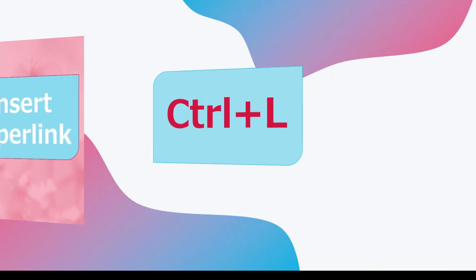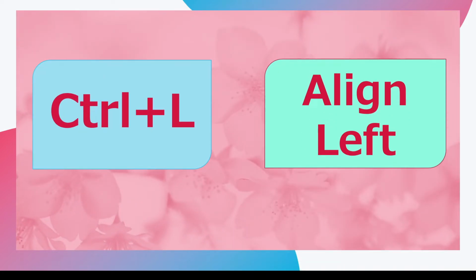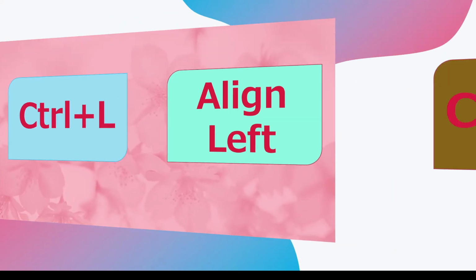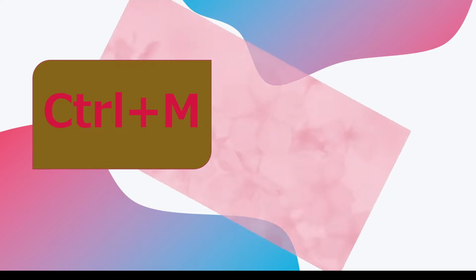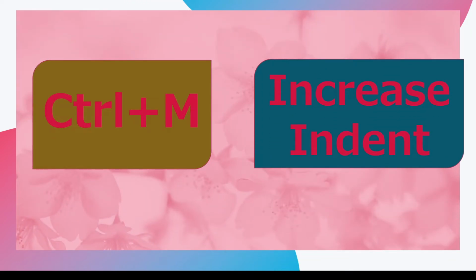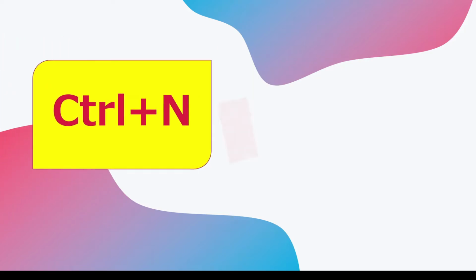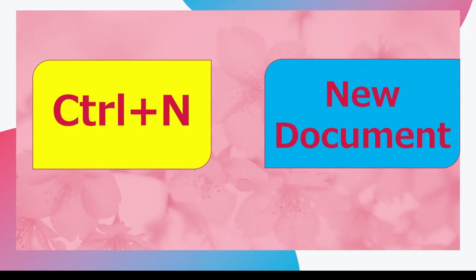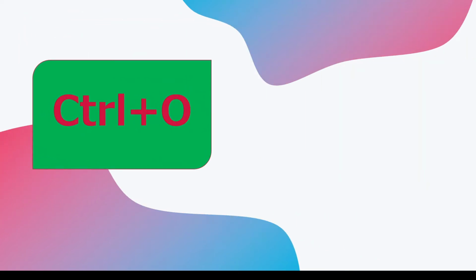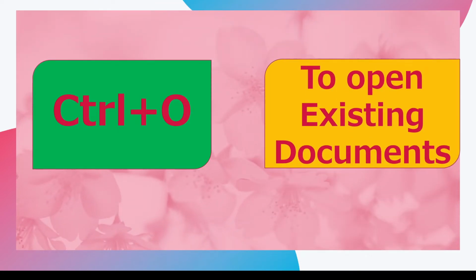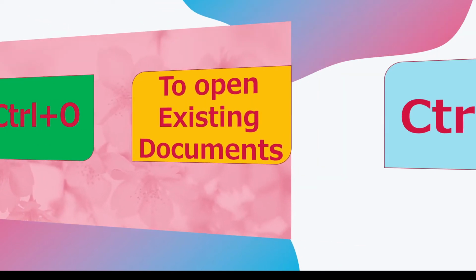Next is Control L. Control L is used to make all the text left aligned. Next is Control M. Control M is used to increase the indents. Next is Control N. Control N is used for a new document. Next is Control O. Control O is used to open the existing documents.